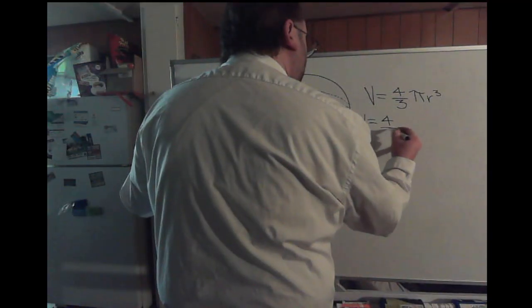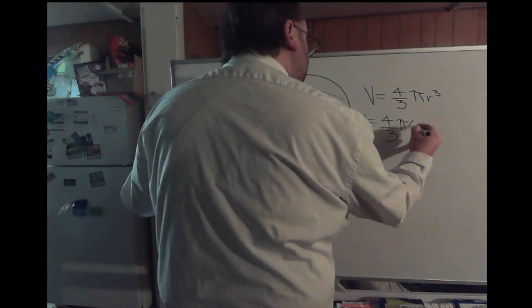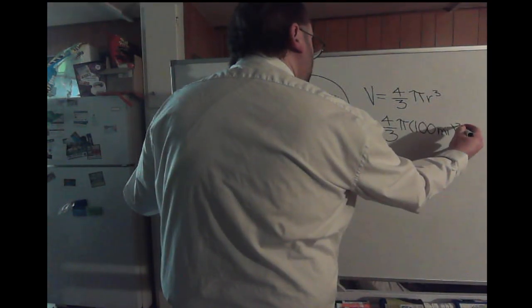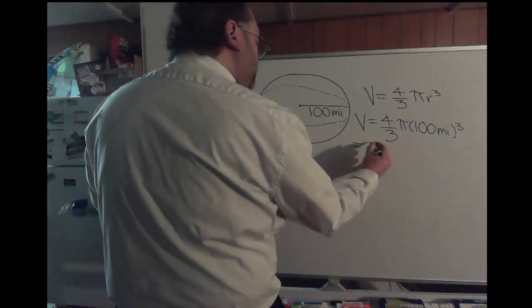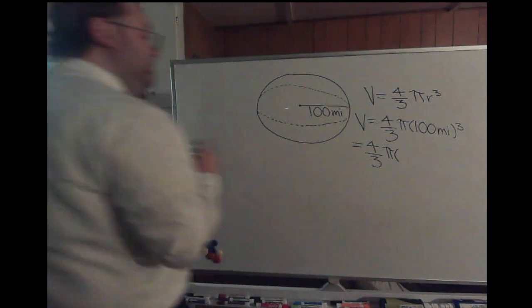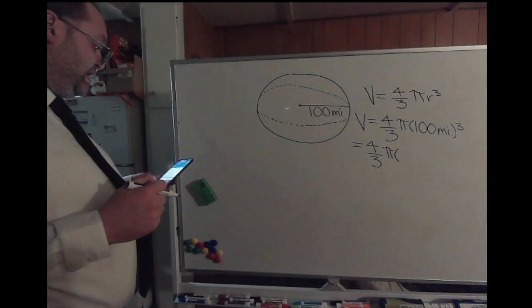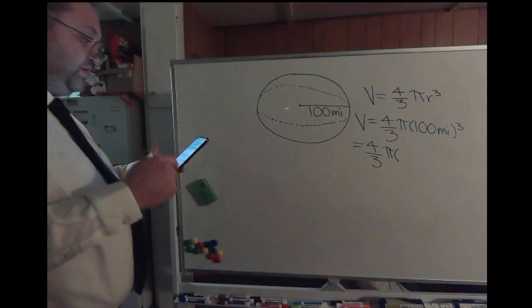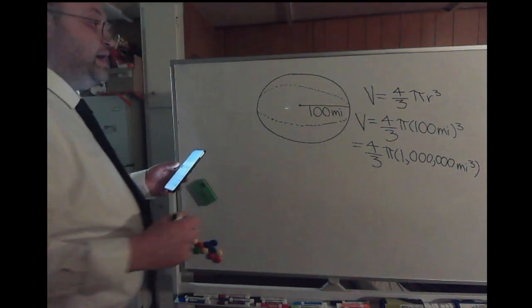Well, that would be 4/3 times pi times your radius to the third power. That'd be 100 miles to the third power. Of course, we do our exponents first. You go 4/3 times pi. Let's figure out what 100 to the third power is. I could probably do it in my head, but I'm feeling a bit lazy today. 100 to the third power, that's 1,000,000. Holy moly. That's 1,000,000 miles to the third. Well, that's just cubic miles. So, yeah, 100 to the third power is 1,000,000.